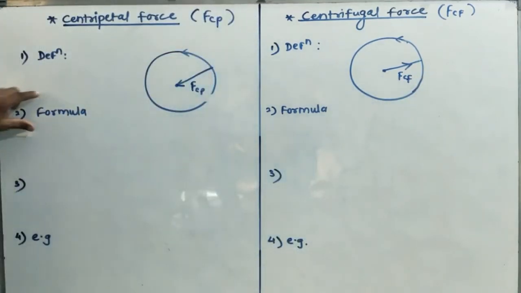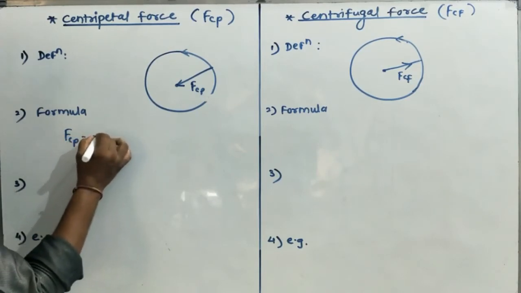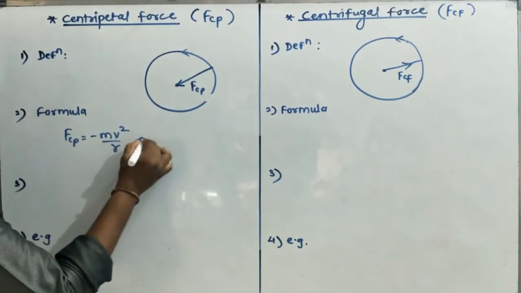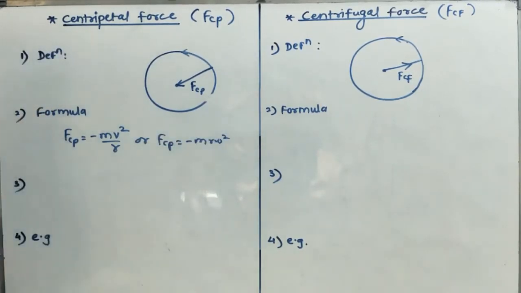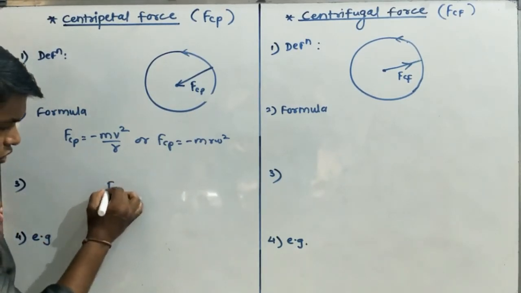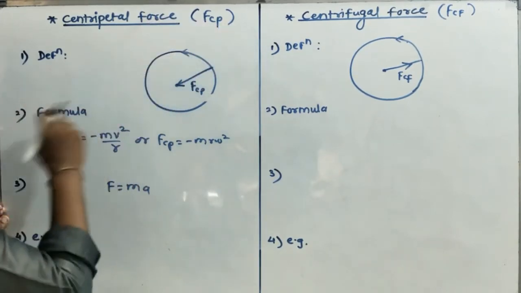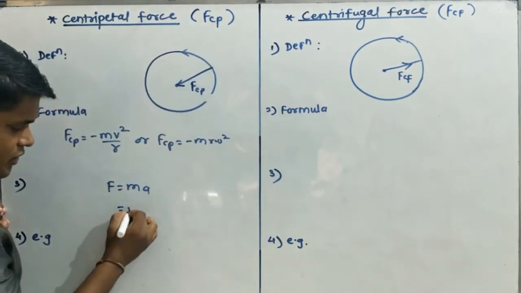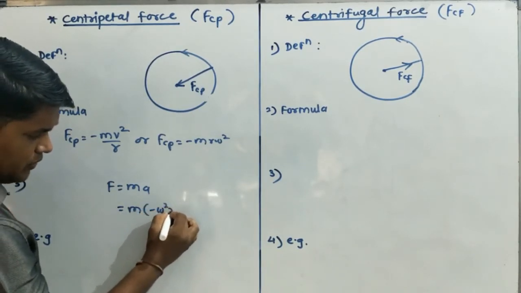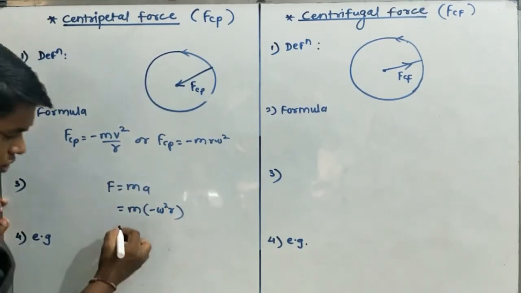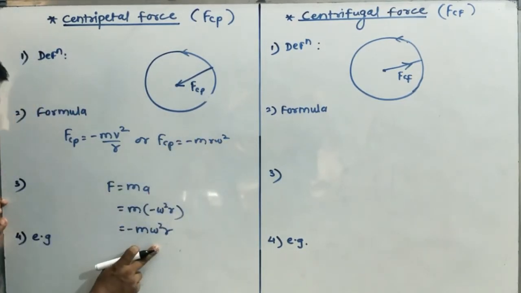Understood? So the formula for centripetal force, FCP, is equal to minus mv square upon r, or FCP is equal to minus mr omega square. See how: suppose by Newton's second law F is equal to ma. If the force is centripetal, then the acceleration is also centripetal, so we get a is equal to minus omega square r. This is the formula for centripetal acceleration. So here we get minus m omega square r, or mr omega square. This is the first formula.